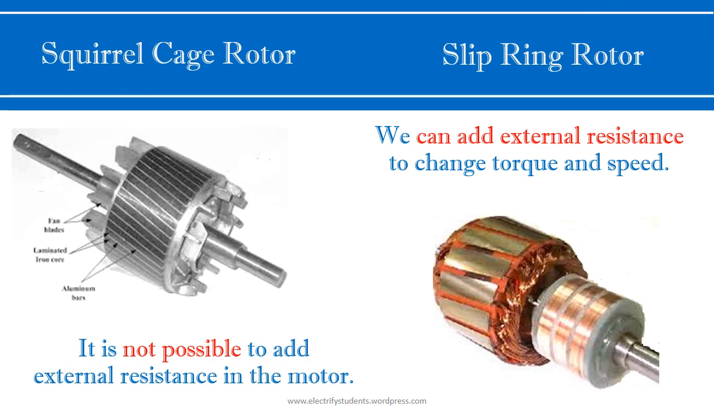Now the next point is about adding external resistance. In squirrel cage rotor there is no slip ring, so we cannot add any external resistance. In slip ring induction motor there are slip rings, so we can add external resistance to change torque and speed as per application.